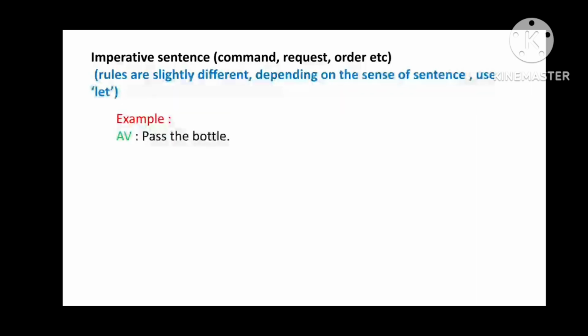For example, in the sentence pass the bottle, there is no subject apparently. How will you convert? Although there appears to be no subject, we consider the apparent subject as you. Hence, its passive form will use let. Then the object becomes the subject, the bottle. Then a form of be and the past participle form of the action, pass, which will be passed. So the passive form will be let the bottle be passed. Can you try this sentence by yourself?